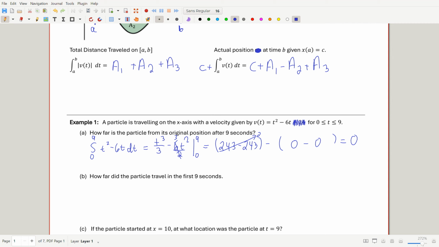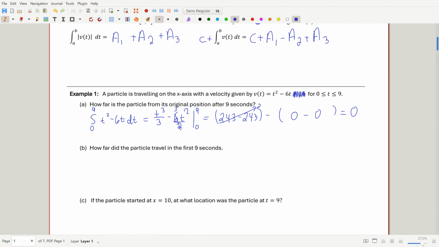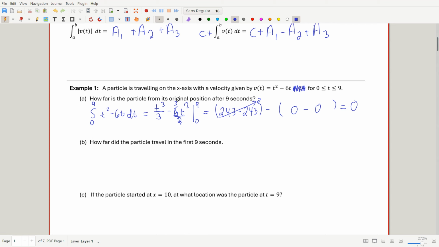Cool. So let's answer that question. How far did the particle actually travel in the first 9 seconds? So in order to do this, you have to figure out when it's going to the right and when it's going to the left. How do I know when it's going to the left and to the right if I have the velocity? Yep, velocity is positive or negative, yeah.